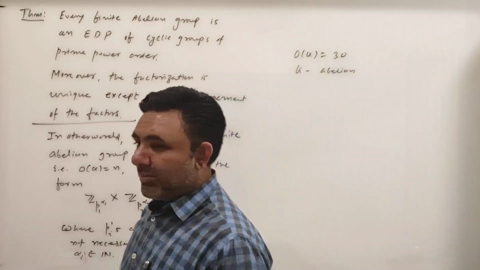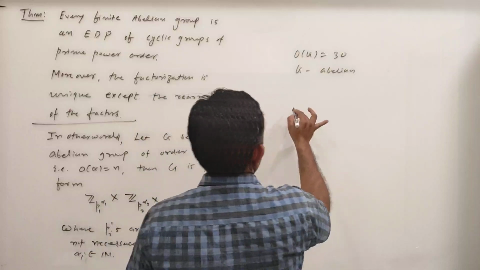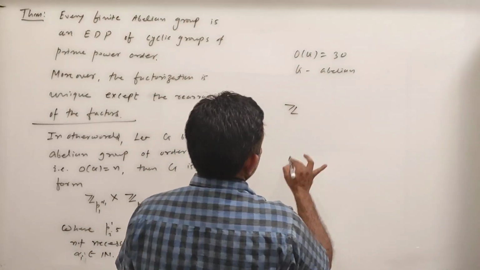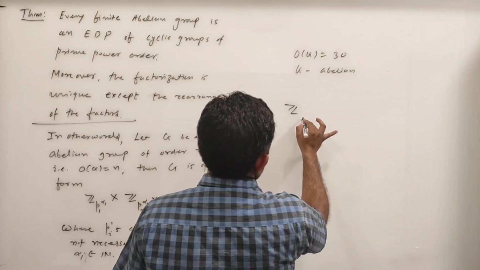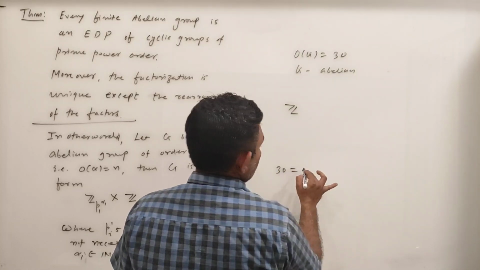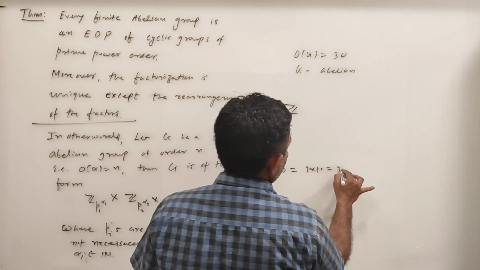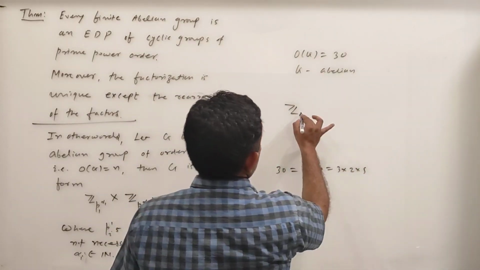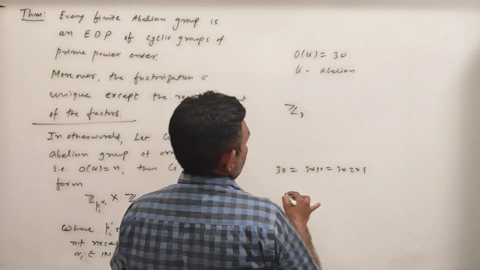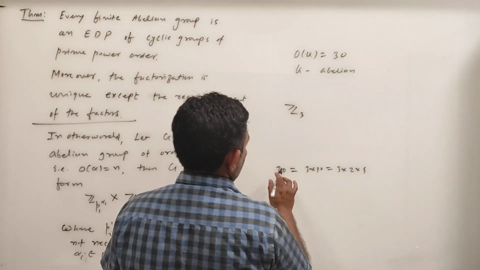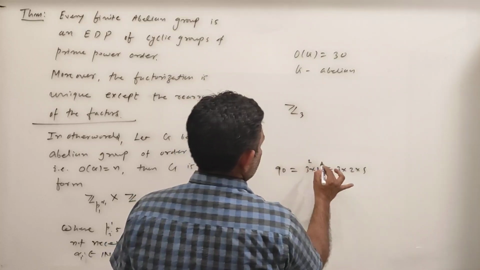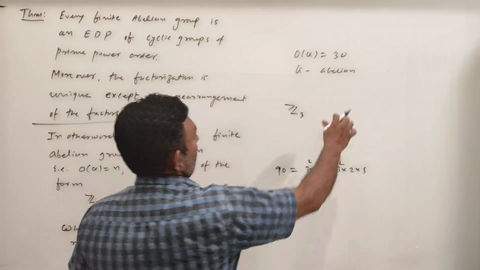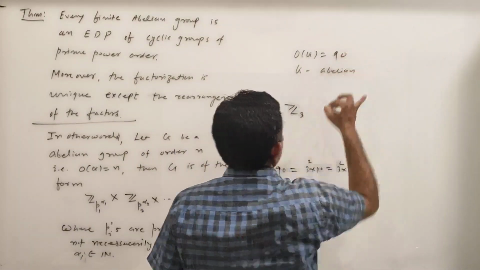तो ये G का फॉर्म कैसा रहेगा? So G will be like this. G will be Z of some prime. So let 30 is what? 30 is 3 into 10, that is 3 into 2 into 5, right? So it will be Z3, or let me consider 90. So it is 3 square into 2 into 5. So order of G is 90, say.